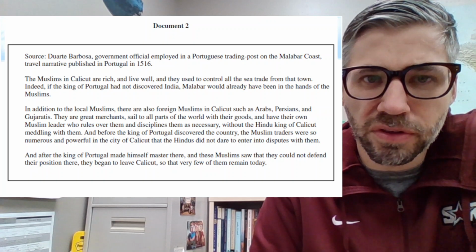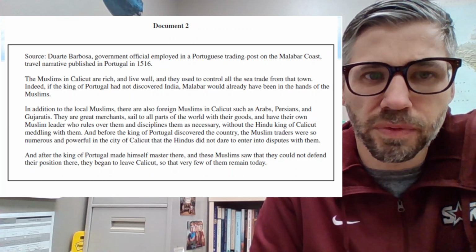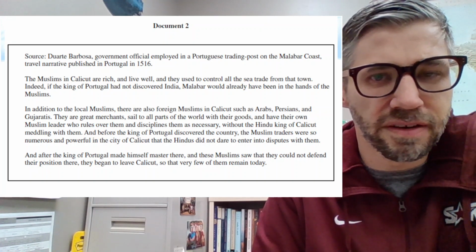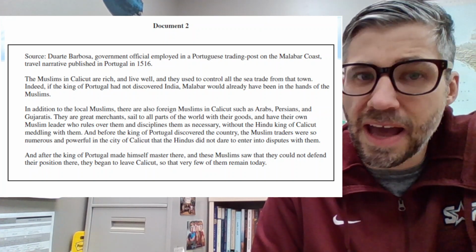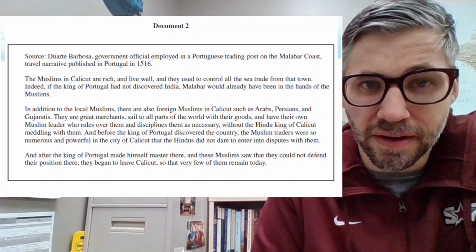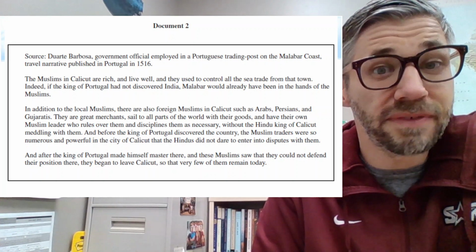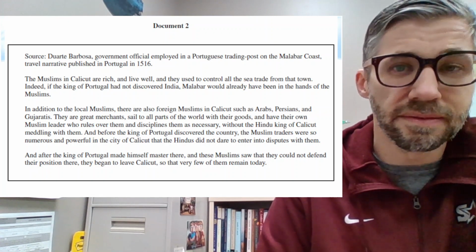And before the king of Portugal discovered the country, the Muslim traders were so numerous and powerful in the city of Calicut that the Hindus did not dare to enter into disputes with them. And after the king of Portugal made himself master there, and these Muslims saw that they could not defend their position there, they began to leave Calicut, so that very few of them remain today.